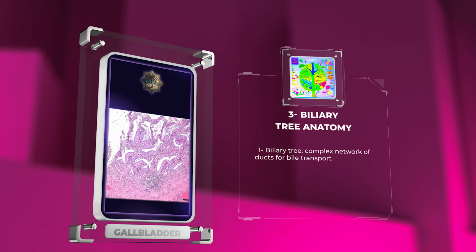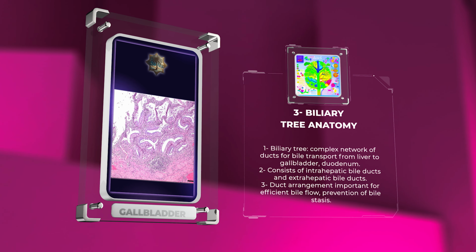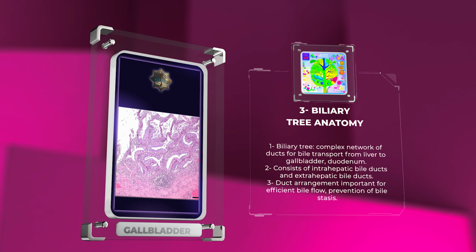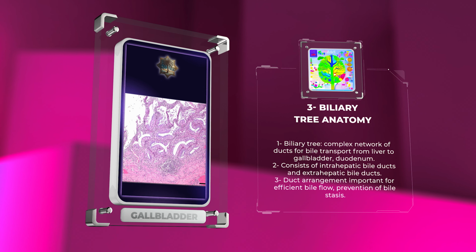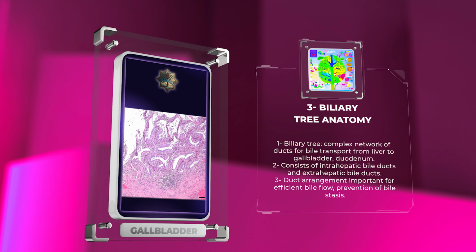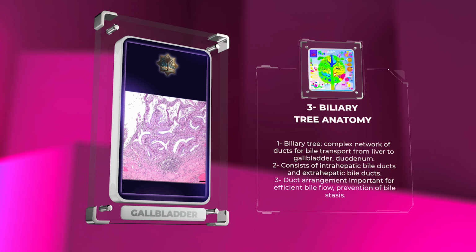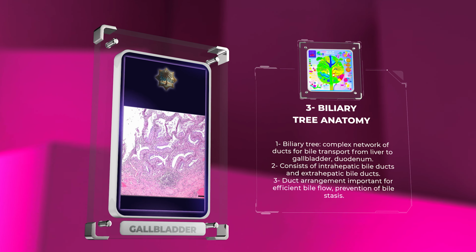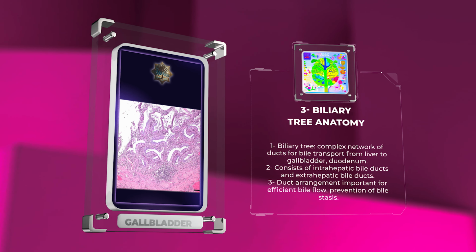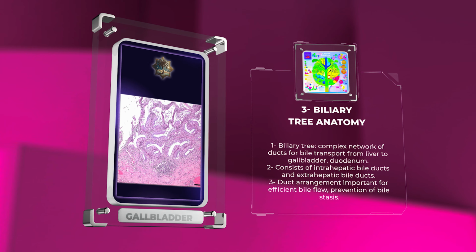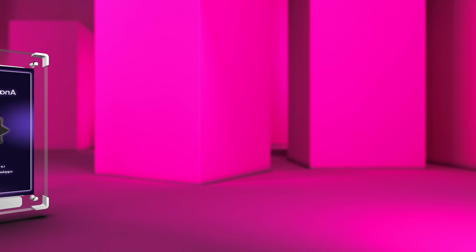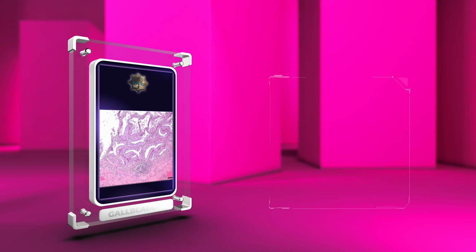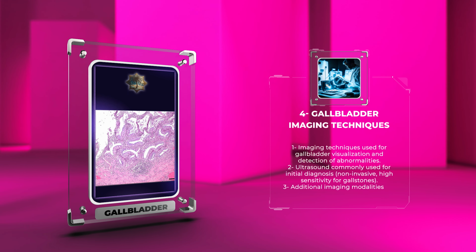The biliary tree is a complex network of ducts responsible for the transport of bile from the liver to the gallbladder and ultimately to the duodenum. It consists of the intrahepatic bile ducts, which collect bile from the liver lobules, and the extrahepatic bile ducts, including the common hepatic duct, cystic duct, and common bile duct. The precise arrangement and branching patterns of these ducts are essential for the efficient flow of bile and the prevention of bile stasis.